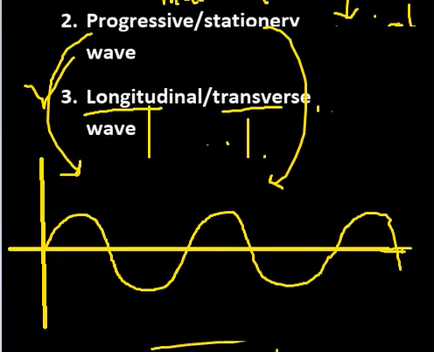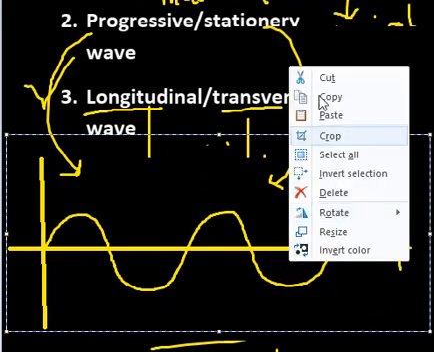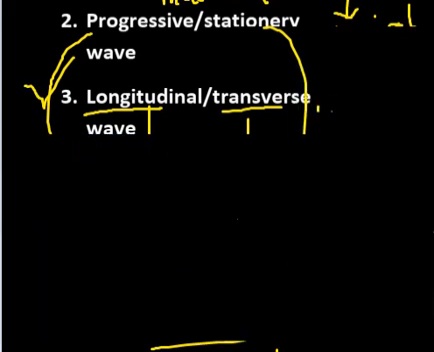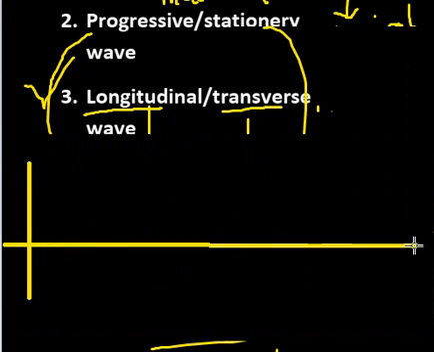But a stationary wave is achieved when a wave reflects, or possibly when you have two identical waves traveling in opposite directions. It happens mostly when the wave reflects as it encounters two boundaries. Let's say we have a boundary here.